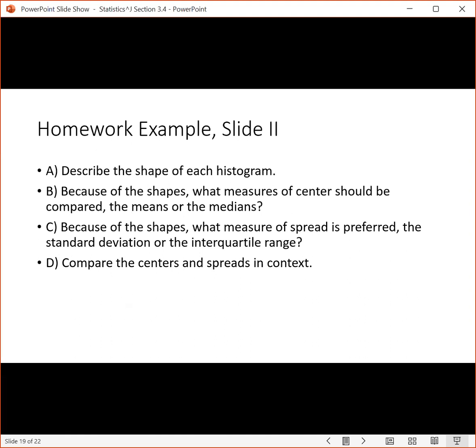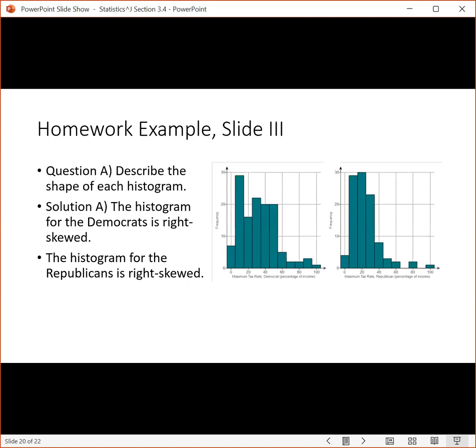All right, so the type of questions we're going to be asked as we go through this: they want us to describe the shape of each histogram, and then because of the shape, what measure of center should be used, the mean or the median. And then because of the shape, what measure of spread should be used, the standard deviation or the interquartile range. And then at the end they want us to compare the centers and the spreads within context.